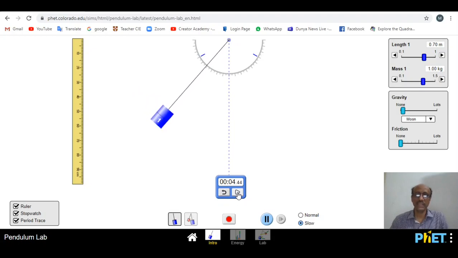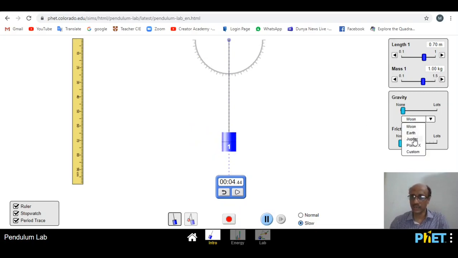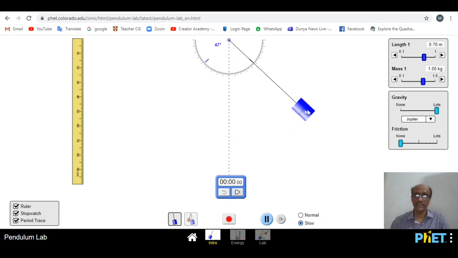So it means that by changing the gravity, the time period will also change. So we will reset it. Let's suppose that we will take another planet, Jupiter. Now let's see what will happen on the surface of Jupiter. Conditions will remain the same, 60 degrees.